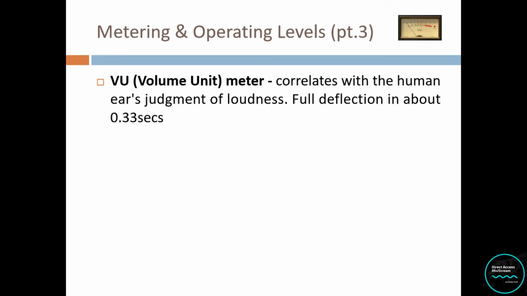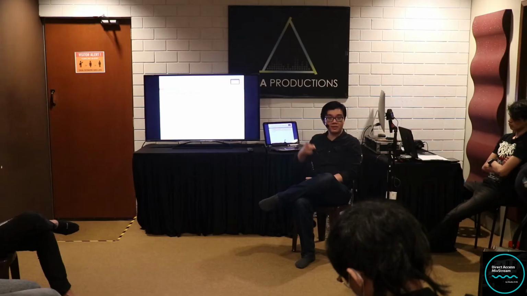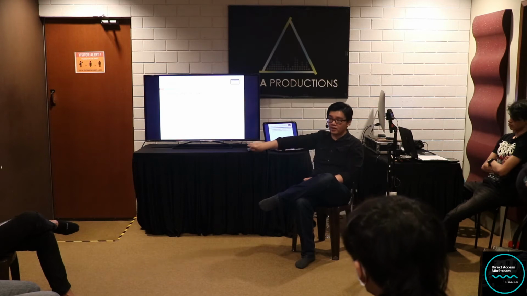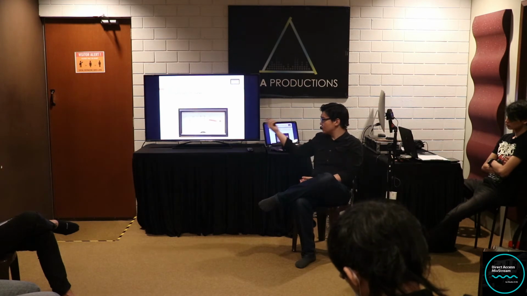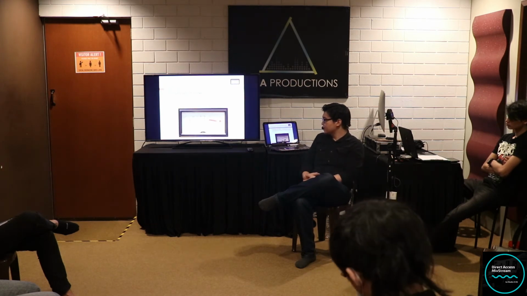VU here is short for volume units. The VU meter is very useful because it correlates with human hearing. It correlates with our perception of the ear's judgment of loudness. Full deflection, if you have a VU meter and it fully deflects all the way, is about 0.33 seconds, which is a little bit slow. It's not super fast. So this is a typical VU meter.